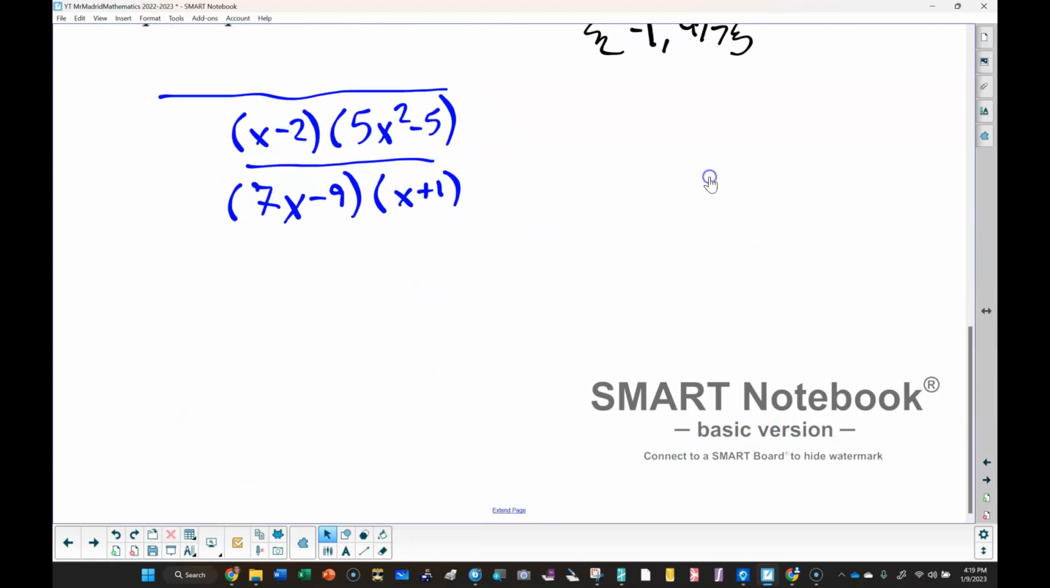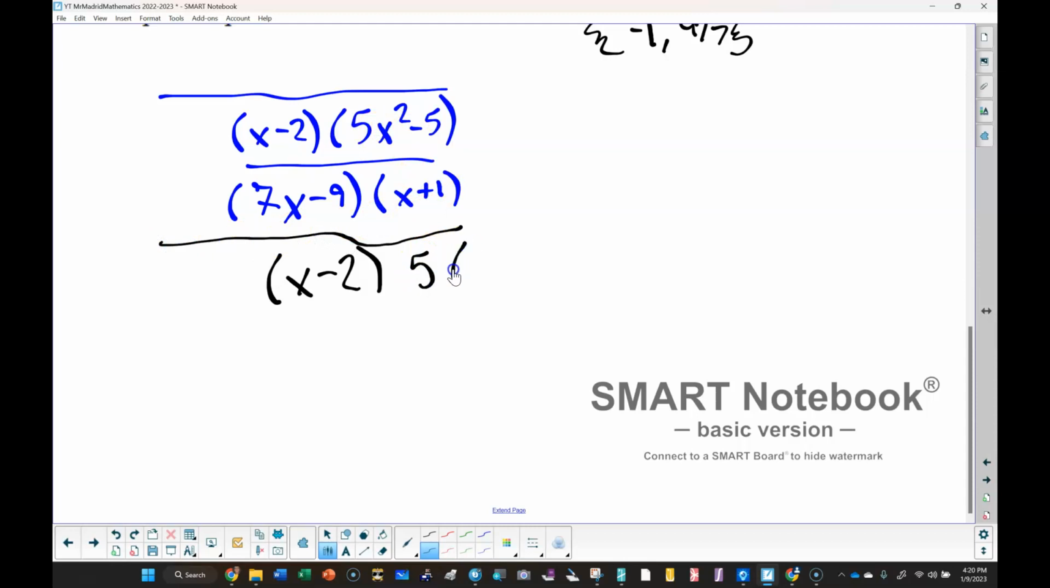Okay, so let me continue down here. Again, these are advanced. I totally get it, but you guys are going to be fine, okay? So the next thing I do is I notice nothing cancels, but I do notice that I can take out a 5 from here. So check this out. I'm going to go x minus 2. I'll draw another line. I'm going to take out a 5 from here, and I'm left with x squared minus 1.